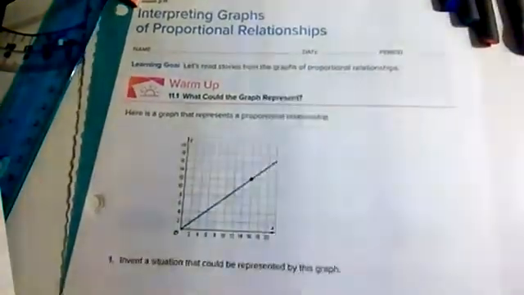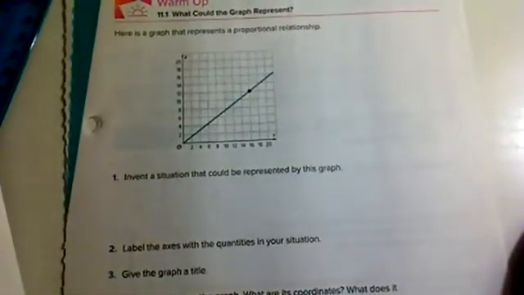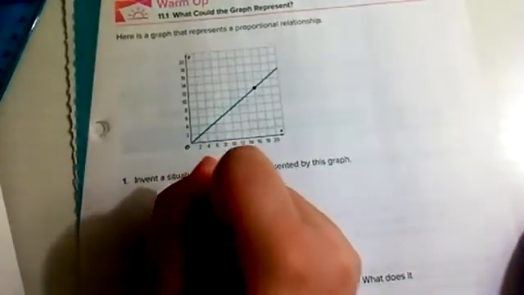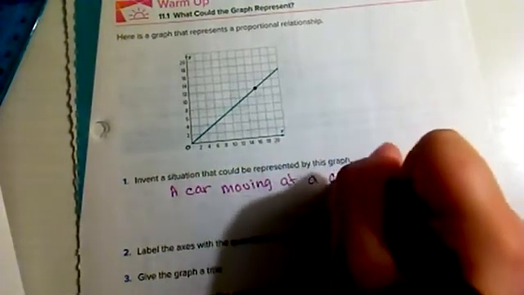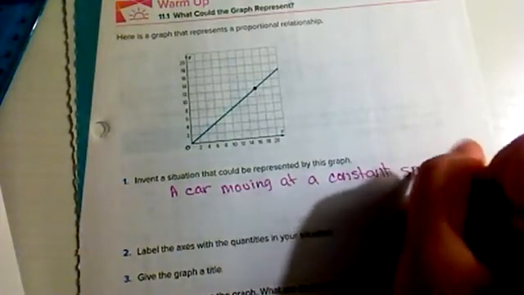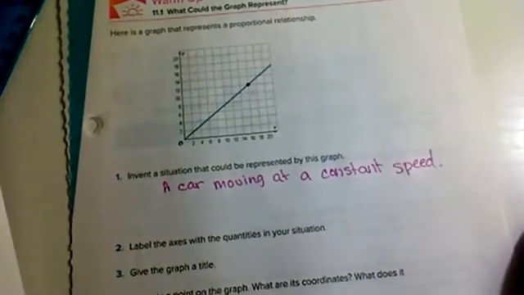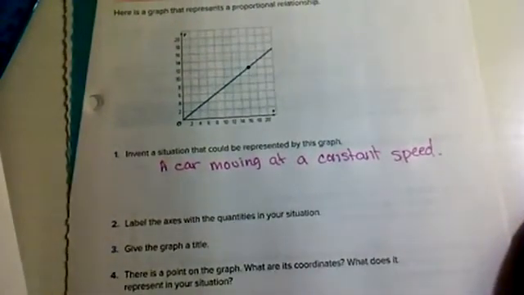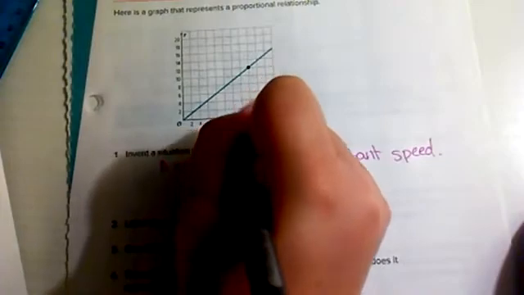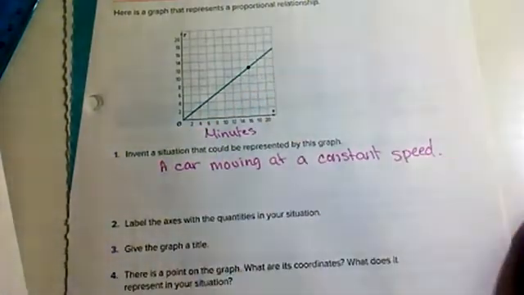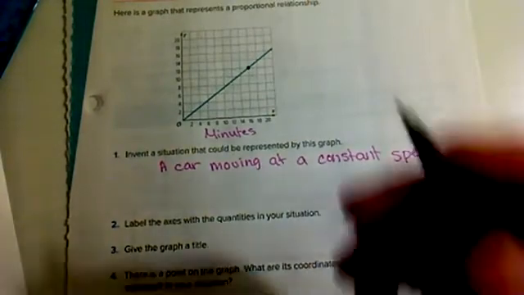All right, welcome back. So you could have invented any situation for the purposes of this video. I'm just going to put one that I have. So a possible situation is a car moving at a constant speed. Label the axes with your quantities in this situation. So I would say the horizontal axis, the X, would be labeled minutes. And then our vertical axis would be labeled miles.